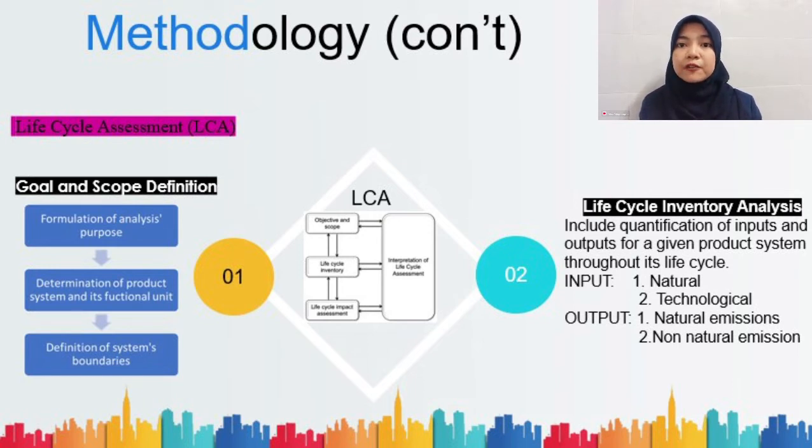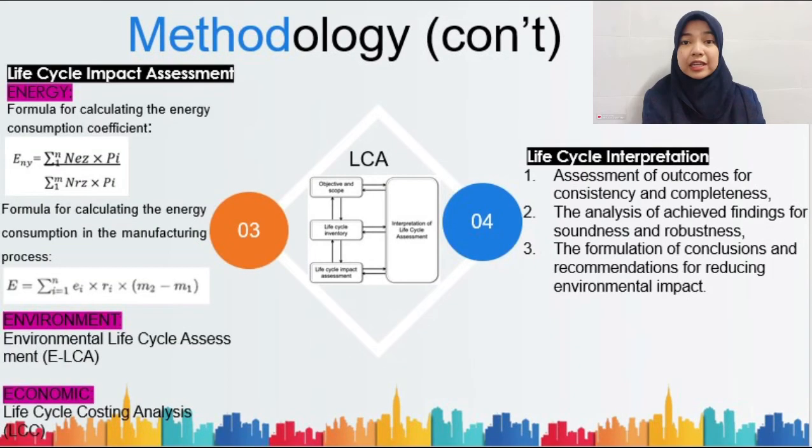Inputs are divided into two categories, which are natural and technological input: material, fuels, electricity and heat. All emissions, which are radiation and noise to air, water and land, waste and non-material emissions, are included in the output. The third phase of LCA is Life Cycle Impact Assessment, LCIA.